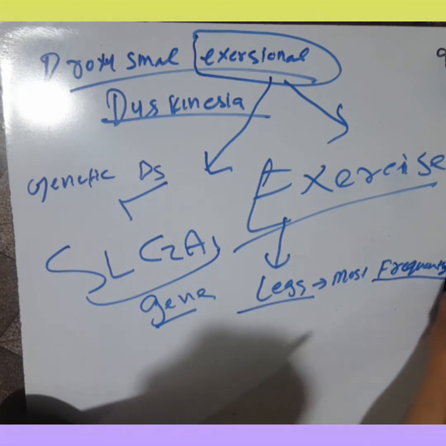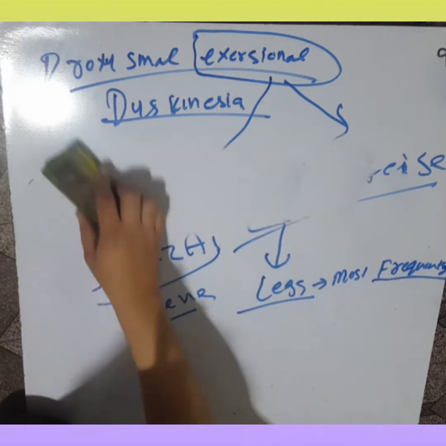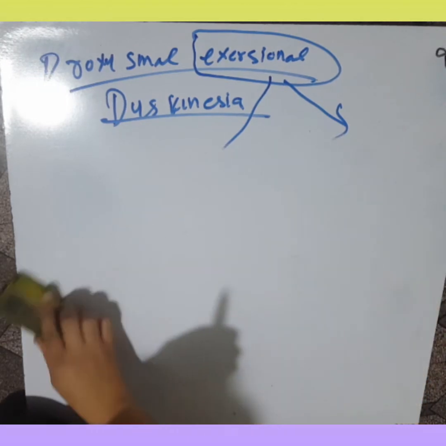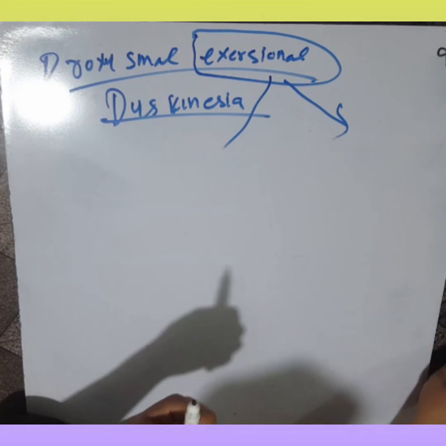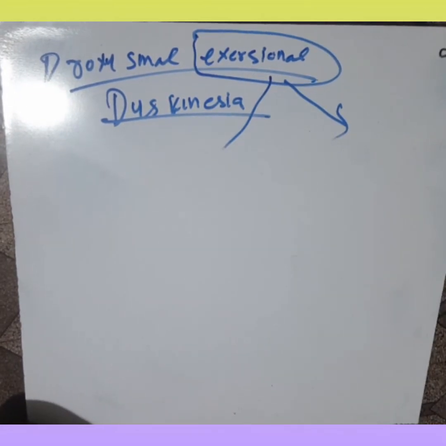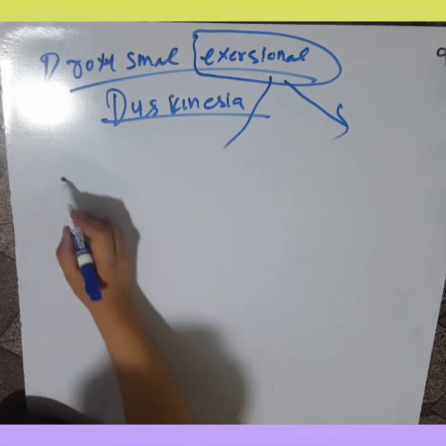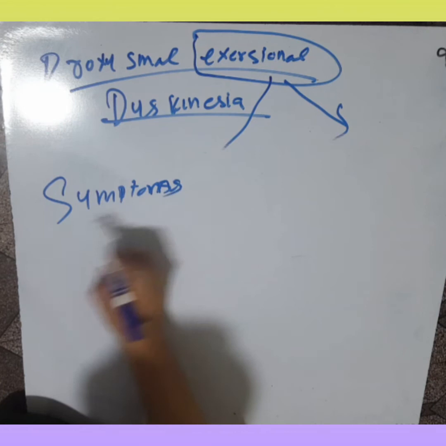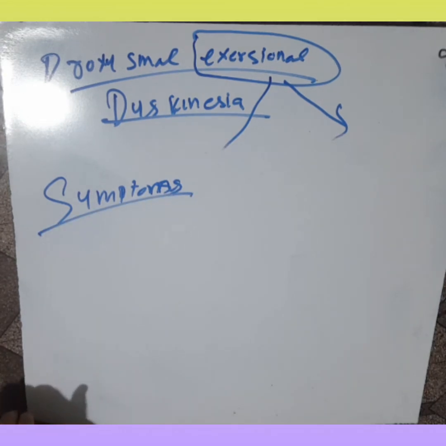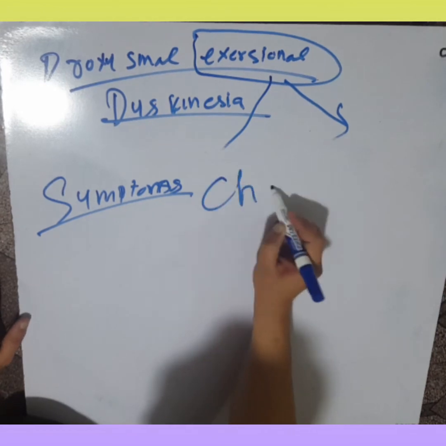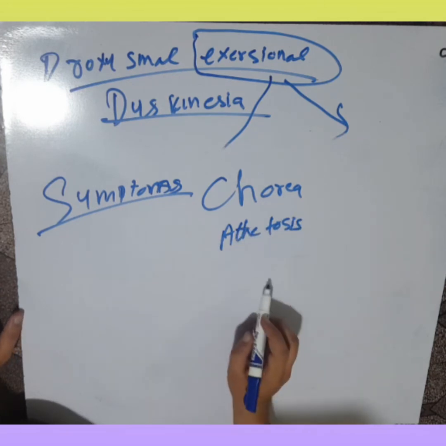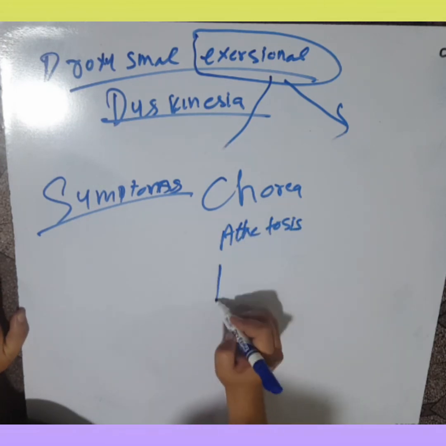What are the symptoms of paroxysmal exertional dyskinesia? Because it is associated with exercise, it develops after exercise, and the most affected organ is the leg. The symptoms of paroxysmal exertional dyskinesia are chorea, athetosis, and dystonia.